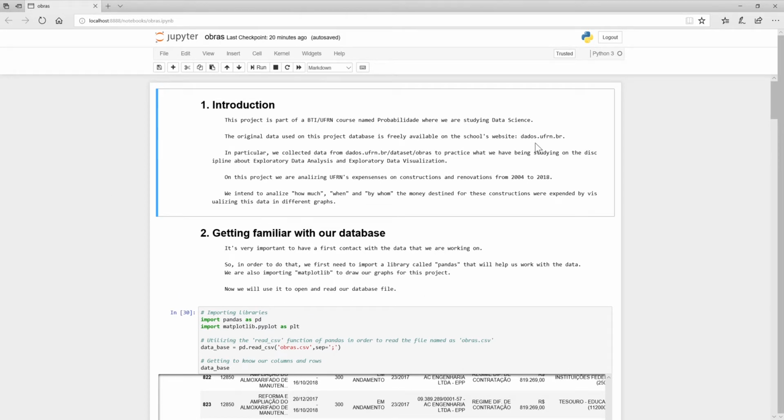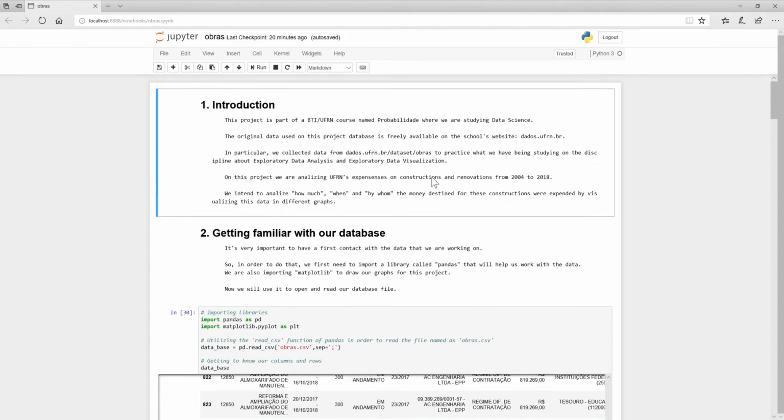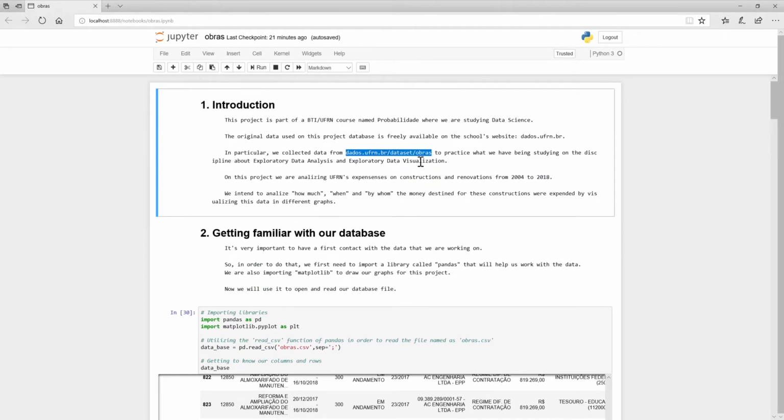We collected some data from UFRN's website called Dados Abertos, in which we took these obras to analyze and study a little bit about the expenses on constructions and renovations that were realized on schools from 2004 to this year. This data is available for everyone to access, so you can go on this site and check for yourselves.